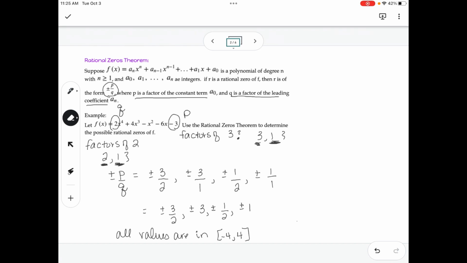So now that we know that these are the possible solutions, we've got 8 options, right? 4 positives and then 4 of the negatives. We can start looking at each one of these and using our synthetic division to see if we can find a reduced polynomial if there is a remainder of 0.